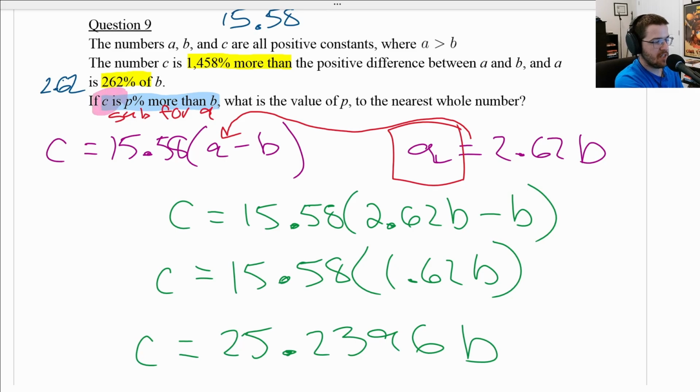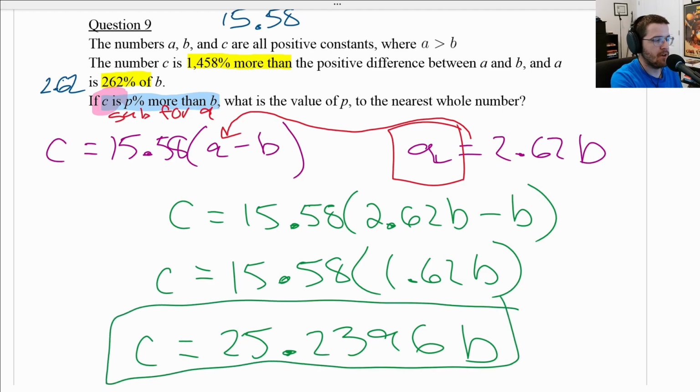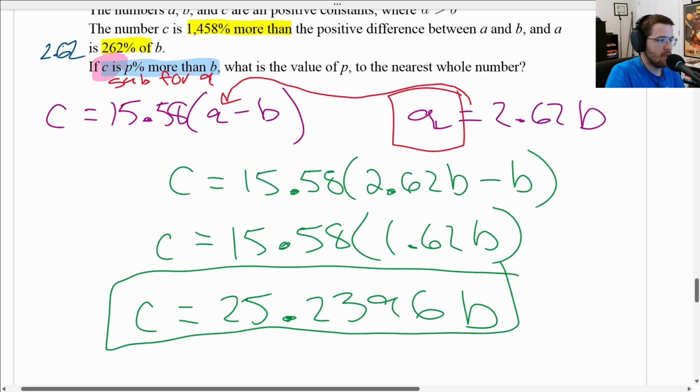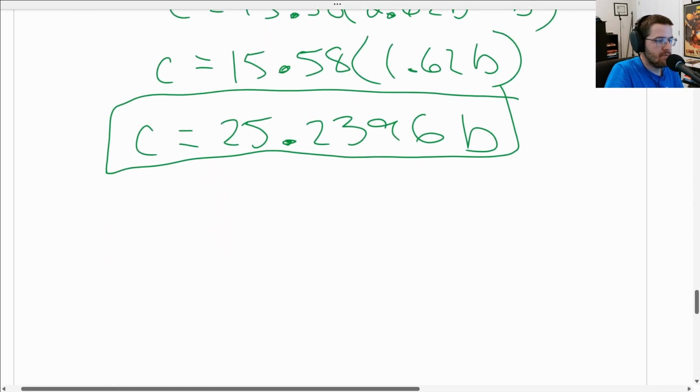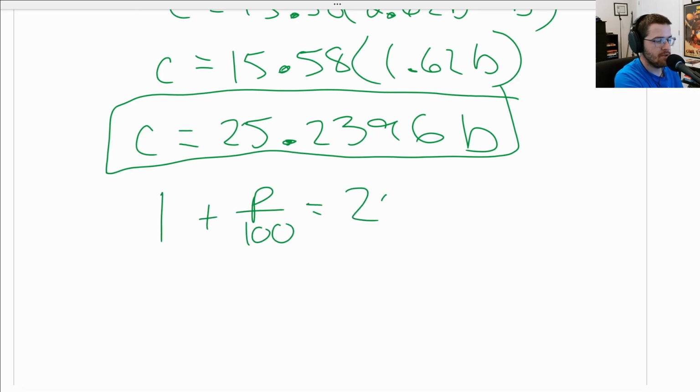Okay, so it says C is, so C equals. C should be next to the equals by itself. And it looks like it is, so this guy is good. Now make sure you read it very carefully. Lots of people would just multiply by 100. That would be wrong. It says P% more. So that multiplier, 1 plus P over 100, that's a P% increase, is equal to that multiplier, 25.2396. So you got to do a little bit more than just multiply it by 100. Let's see what Desmos tells us.